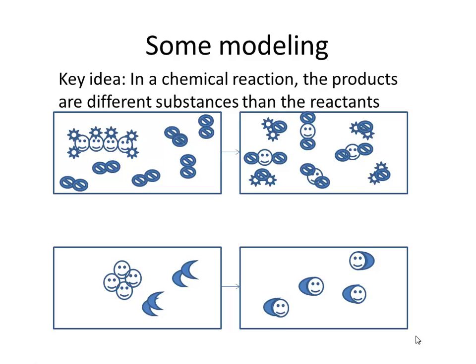Here's some modeling of chemical reactions. You don't have to copy this down. Just look up here. The different particles represent the different atoms. So in a chemical reaction, we have the same number of atoms of each on both the products and the reactants. So the atoms are just rearranged. And that's why we have the same mass and same number of atoms.